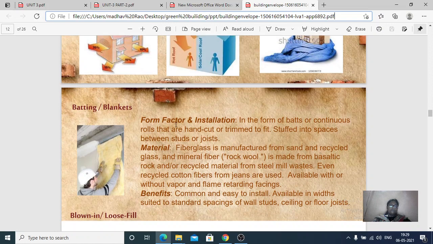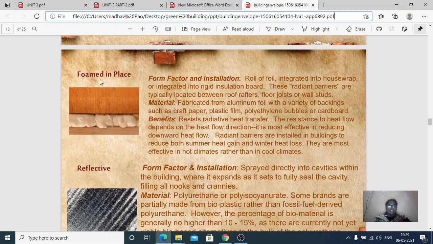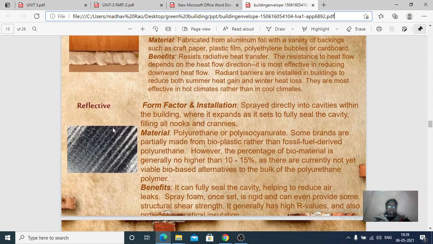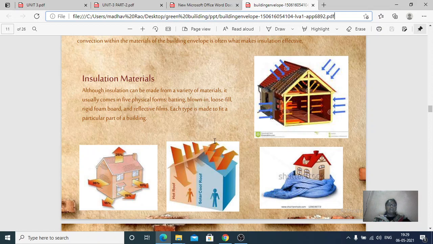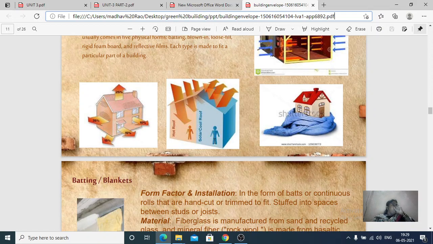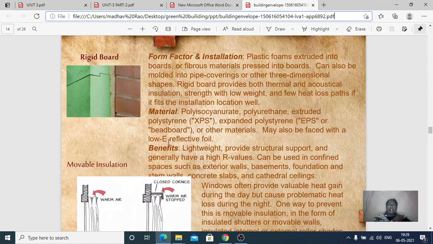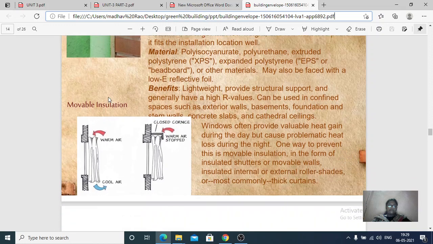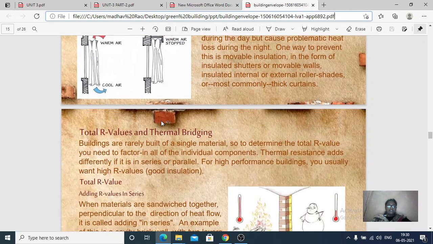Batts or blankets, here you people can see, right? Next one is foamed in place. Next one, reflective. These are all the insulations which we will be doing in your house for avoiding the hot air entering inside. Next one is the rigid board, movable insulation, warm air, and that will be making the warm air into cool air immediately after entering this. Here closed corners, warm air is stopped here itself, right?